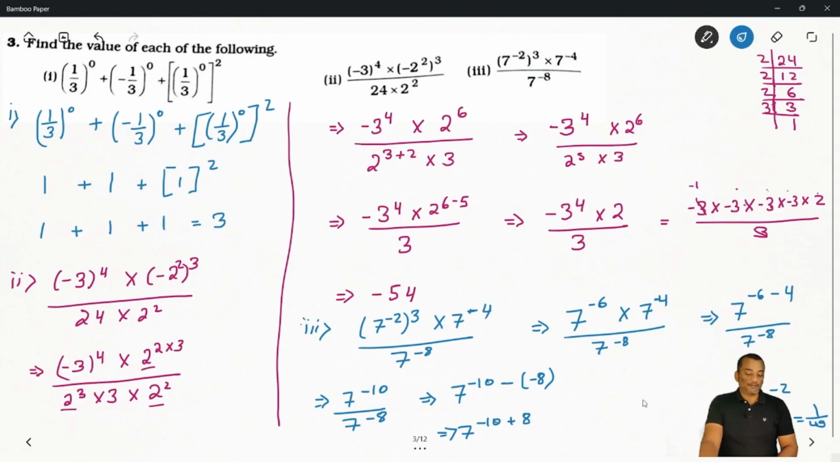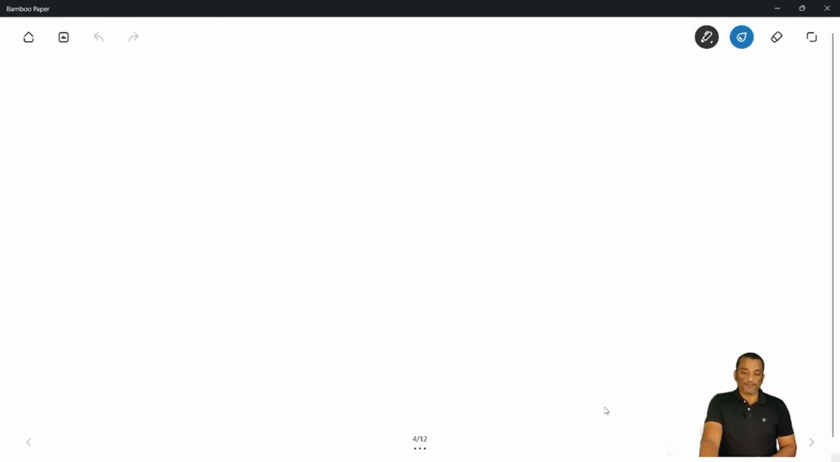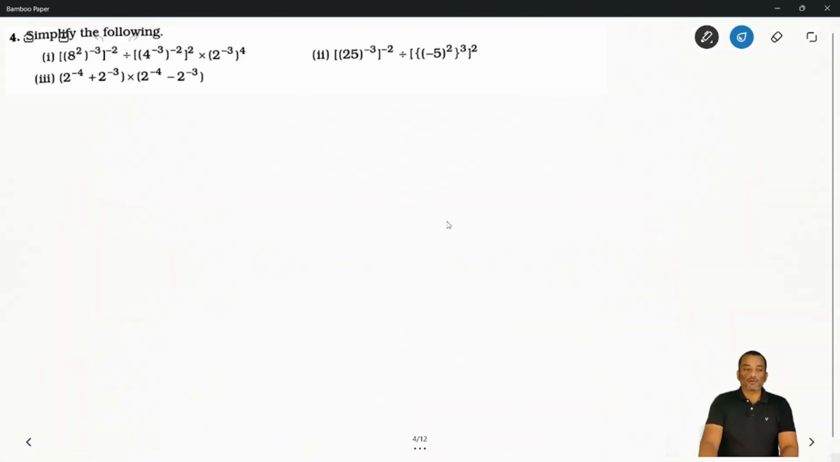Hope this much is clear, and this way we can solve this exercise. And now coming to the next question, that is our fourth question. Okay. So now the fourth question, it is saying, you have 3 subbits. So simplify the following. Okay, so we will go with the first question, that is the first bit.